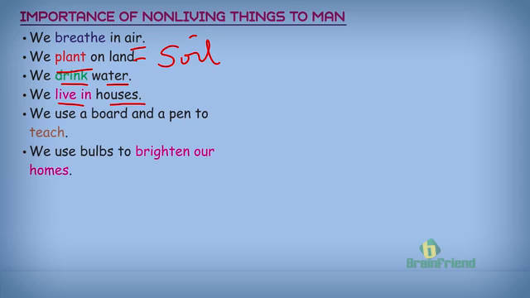We also use cupboards, pens to teach, just like I'm teaching you. We use bulbs to brighten our paths, to brighten our homes. These are examples of non-living things. I sit on a chair, I write on a table. Without non-living things, the world will not be as comfortable as it is.